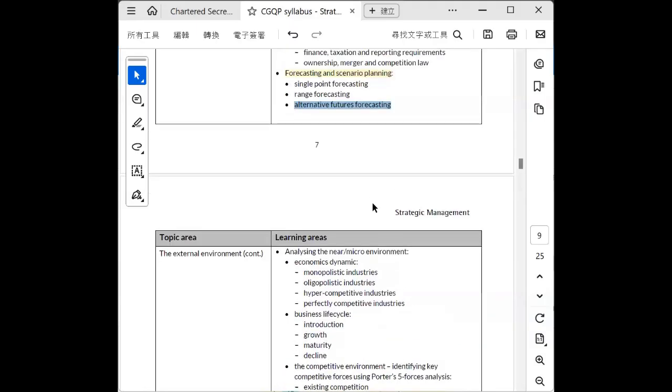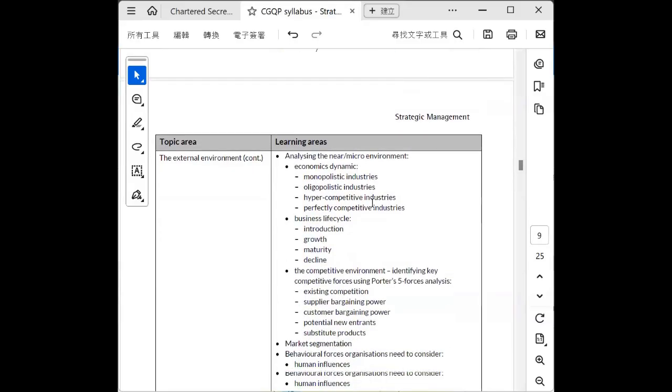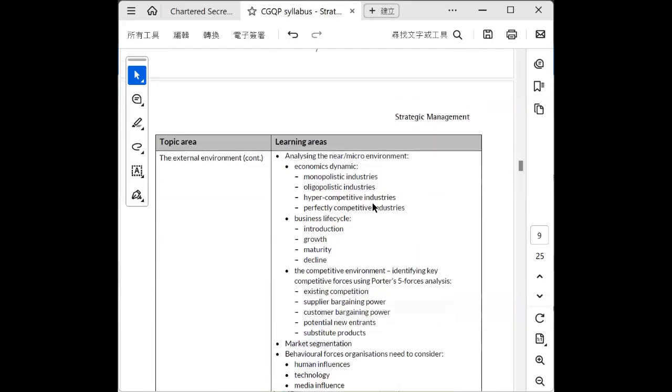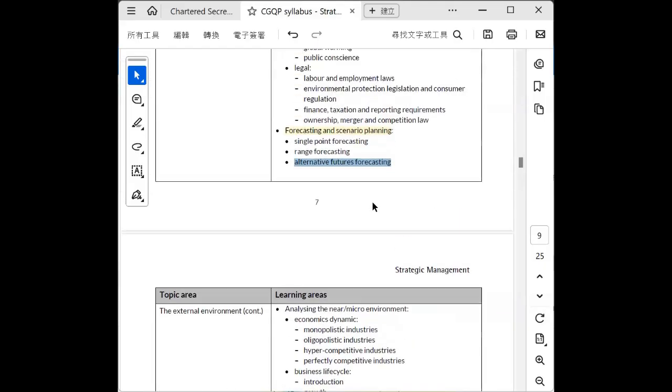Oh, that should be one in here. This should also be scenario planning. Where is it? Oh, yes, scenario planning.